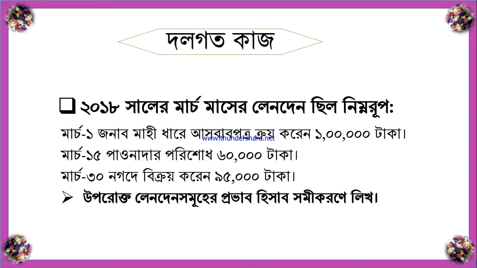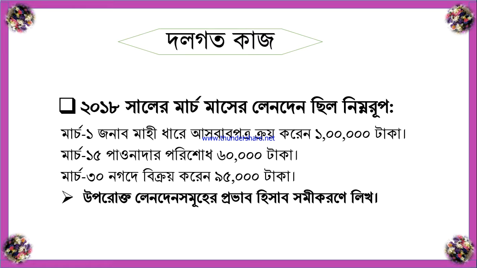Furniture debit and accounts payable credit. How much amount? Taka 100. On March 15, paid 60,000 taka to the creditors. So for this reason, the respective due amount has decreased. So what will be the journal entry?